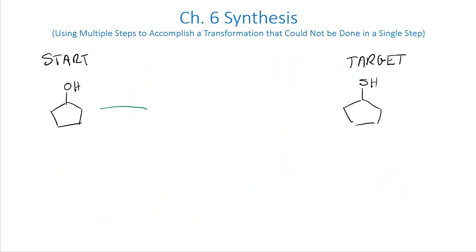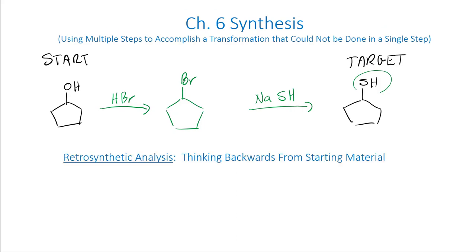So alcohol converts to alkyl halide. We could use a Br, and that could be accomplished with HBr or PBr3. And then to add the nucleophile, we would need this piece basically as an anion with a salt or a counter ion present. Now, also introduced in synthesis is the idea of retrosynthetic analysis, which is essentially thinking backwards from the product.